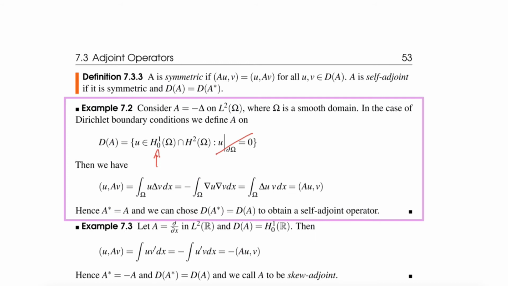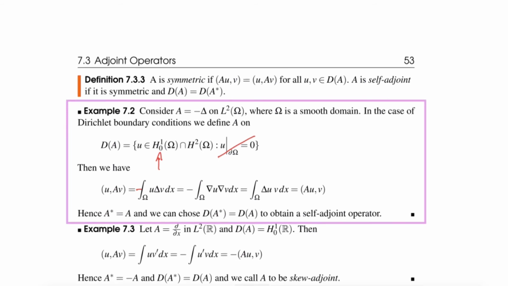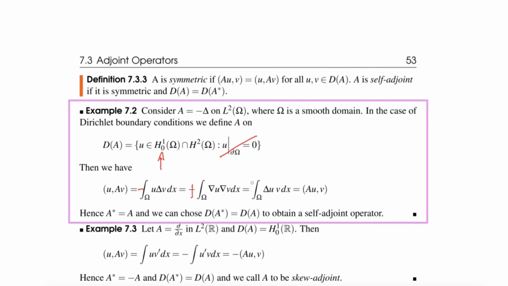So then we compute (u, Av), which is the integral over Omega of u times Laplace v by definition of A. Oh, and I lost the minus sign right here. So minus. And then we do integration by parts. We get a plus. Then we do integration by parts again. We get a minus sign. And then this is (Au, v). So here I need to add a minus in my notes. Okay. So then A star is A, and we can choose the domain of definition that's just the same. So we get a self-adjoint operator.